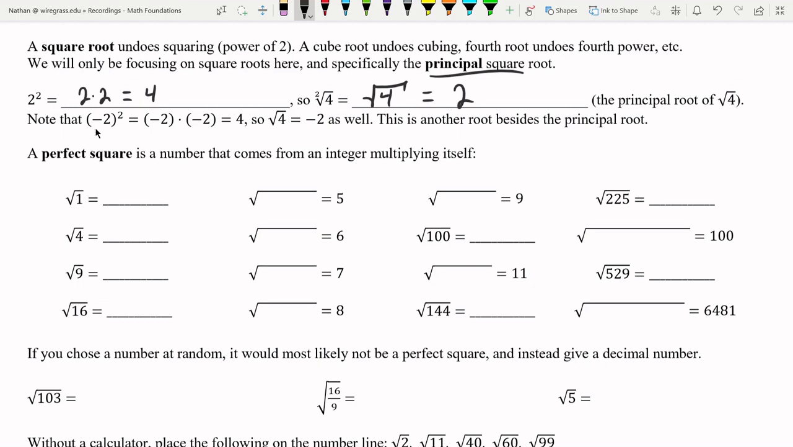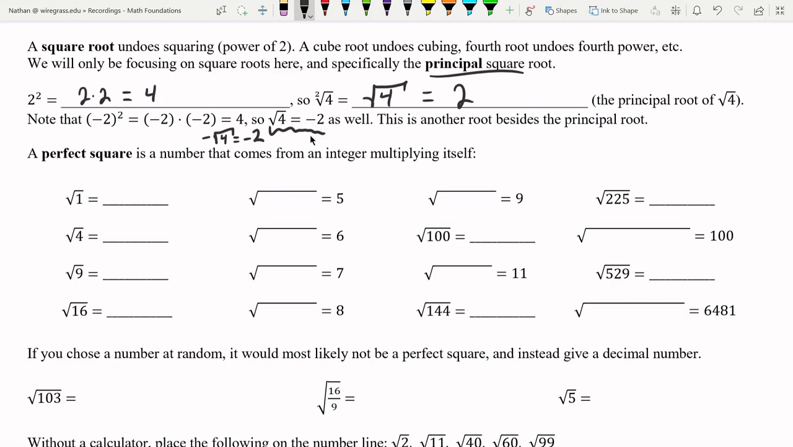Now, because negative 2 squared is negative 2 times negative 2, negative times negative is positive, 2 times 2 is 4. Because of this, this is technically also true. However, whenever you see just the square root of 4 like this, you should always think of this as the positive version. This one will specifically be written as negative square root of 4, which will tell you that's going to be negative 2. This again is called the principal root, and this is just another root.